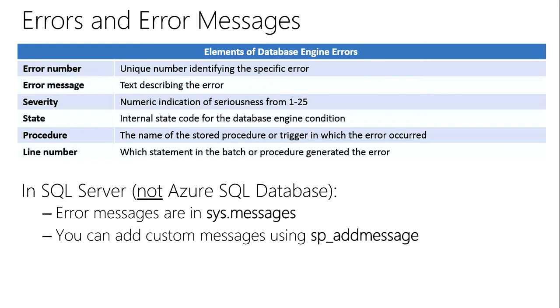And that error could include a custom severity level, a custom message, all the kind of attributes that you would have of a system error. And then if you have code that wants to throw that error or raise that error, you can simply throw it by specifying its message number, and all the rest of the information is got out of the sys messages table and thrown.